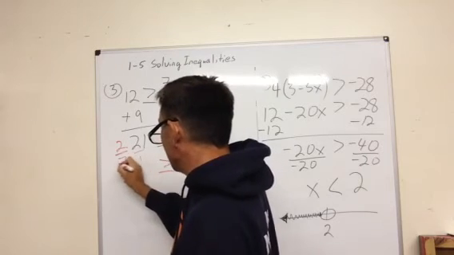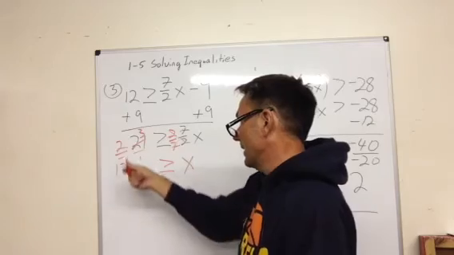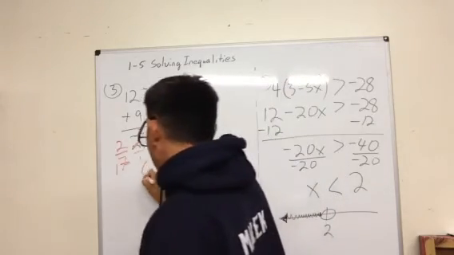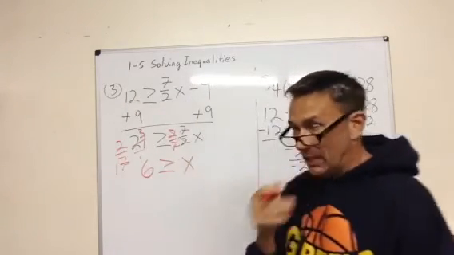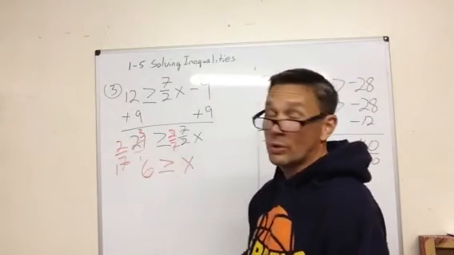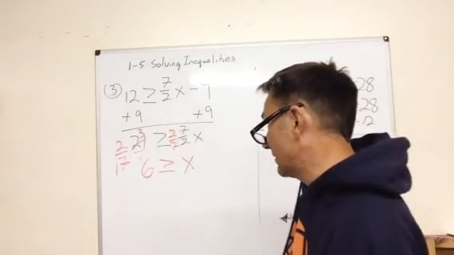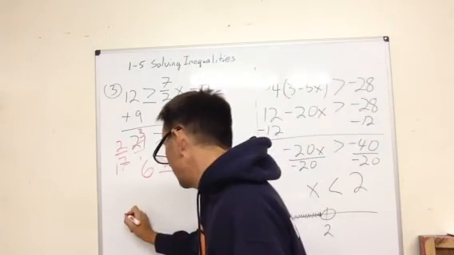7 goes into 7 one time. 7 goes into 21 3 times. I now have 2 times 3. I have 6. Now, if that's hard to see, you can just go 2 divided by 7 times 21 in your calculator, that will work also. But I end up with this: 6 greater than or equal to x.